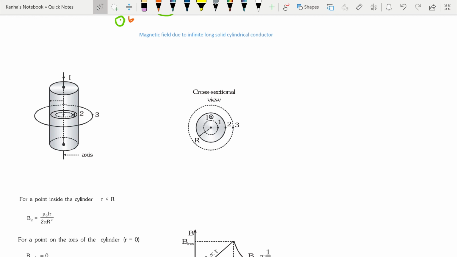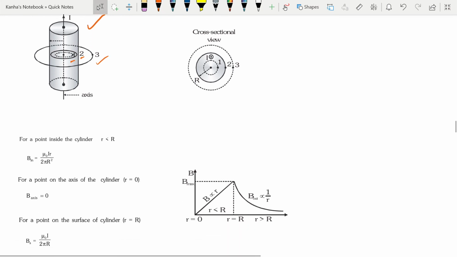We see this when we try to find the magnetic field due to an infinitely long solid cylindrical conductor. I have given you a solid cylindrical conductor here, and we can easily make 3 closed curves around it: either this 3, which is outside, or 2, which is right on the surface, or 1, which is inside. So for each, the amount of current that is passing through the loop is different. Let's talk about the different views here.